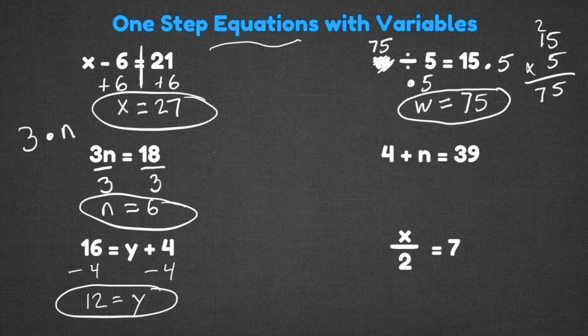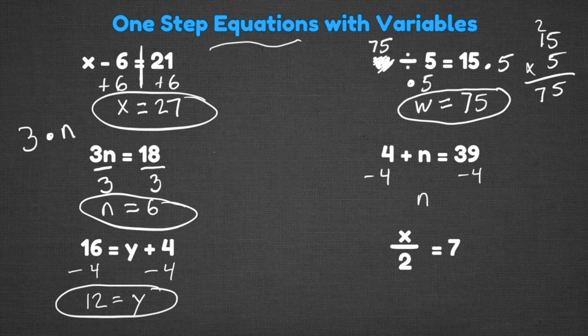4 plus n equals 39. This one's pretty easy, but hang with me because the last one is very tricky. This one's a simple plus 4 problem. Again, it's a positive 4. We know it's positive because there's nothing in front of the 4, right? So it's assumed positive. If there was a negative sign in front, then we'd have to add a 4. But because it's a positive 4, we can subtract 4 from both sides.